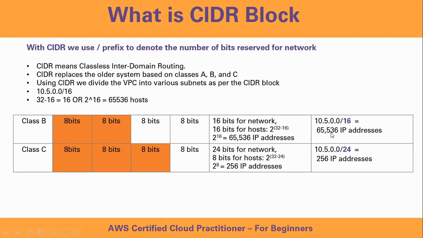10.5.0.0/16, 65,536 IP addresses. Then when we want to specify our subnets, we will use 10.5.0.0/24. So 24 means the first 3 octets, which is 8 plus 8 plus 8, 24 bits, are reserved for the network, and we have only 8 bits for hosts. So 2 to the power of 32 minus 24, so 2 to the power 8, which is 256. So within the subnet, I only have 256 IP addresses available.